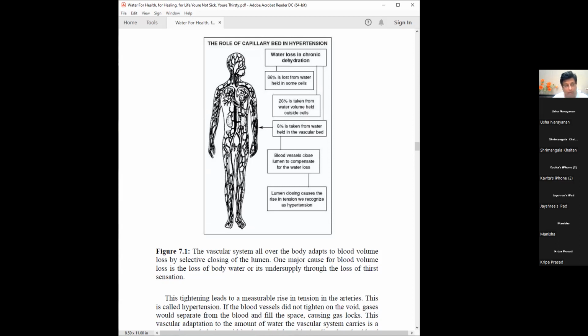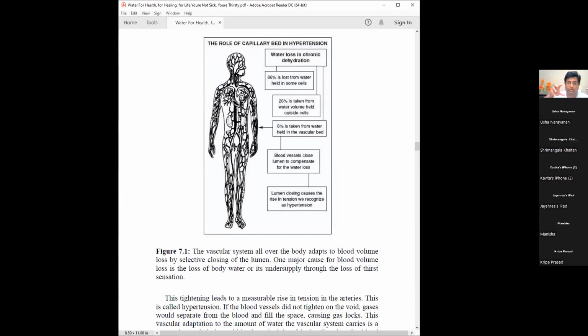The role of capillary bed in hypertension. Water loss in chronic dehydration: 66% is lost from water held in some cells. 26% is taken from water volume held outside the cells, so that's the fascia, etc. 8% is taken from water held in the vascular bed. Blood vessels close lumen to compensate for their water loss. Lumen closing causes the rise in tension we recognize as hypertension.